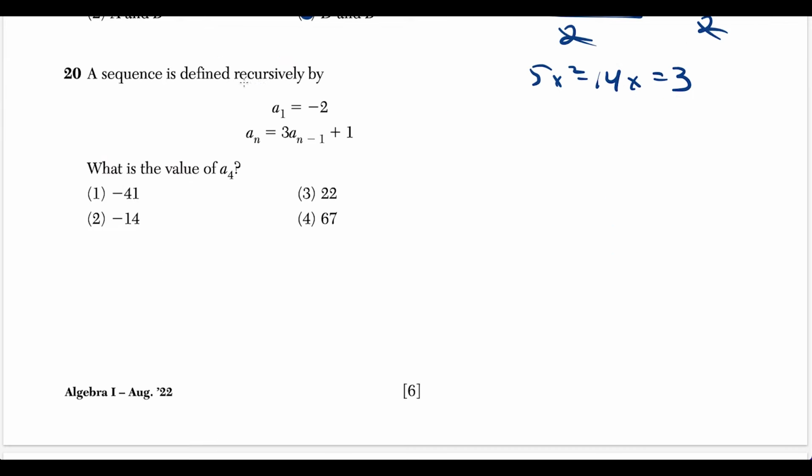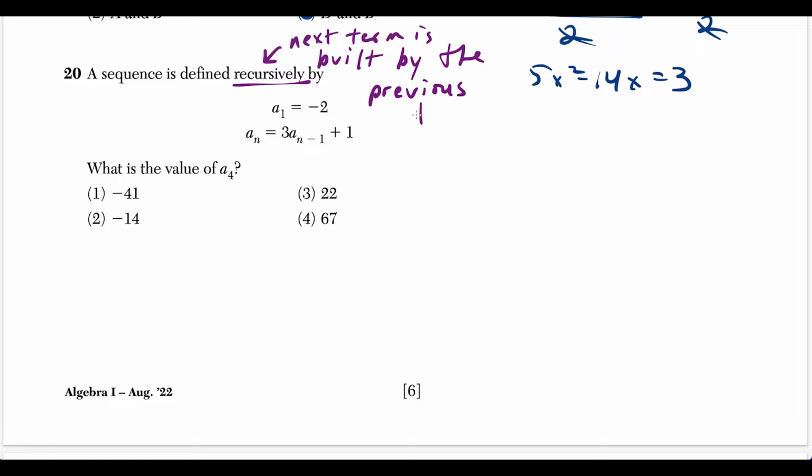So question 20, we're looking at a recursive sequence. And anytime I hear this phrase here, I just know the next term is built by the previous. Okay, so this is just a big idea for recursive sequences: the next term is built by the previous term. So when we use that idea for this, we're starting with a1 equals negative 2. So we have a1 equals negative 2.